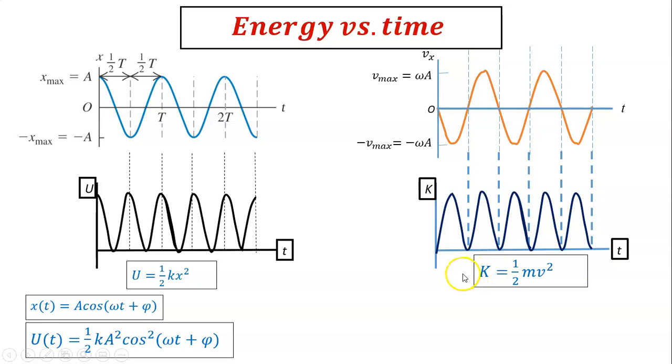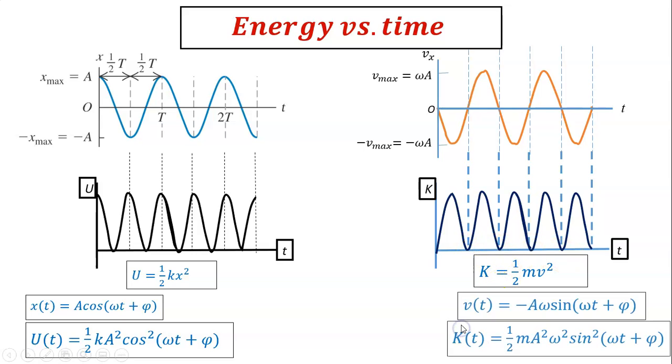As you can see, K is always positive, and K is maximum when v equals either the most negative velocity or the most positive velocity. K equals 0 at the end when x equals 0, or when x equals positive or negative A, when v equals 0 at the end. What is the function of K versus t?